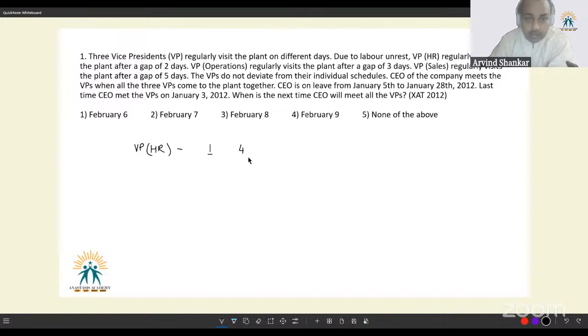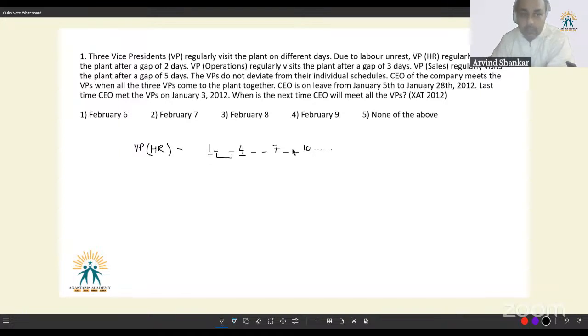He visits on day 1, he visits on day 4, then there is a gap of 2 days, no? If he visits on day 3, the number of days between his two consecutive visits is 2. The gap between his visits is 2 days. He visits on day 1, then on day 4. Then 2 days gap again, then he visits on day 7. Then 2 days gap again, then he visits on day 10, and so on.